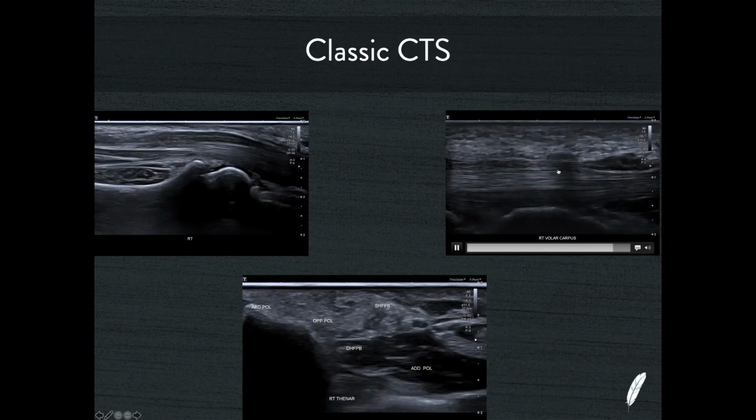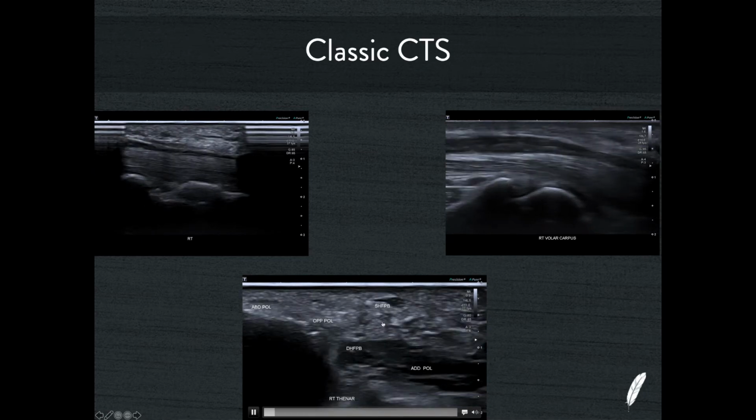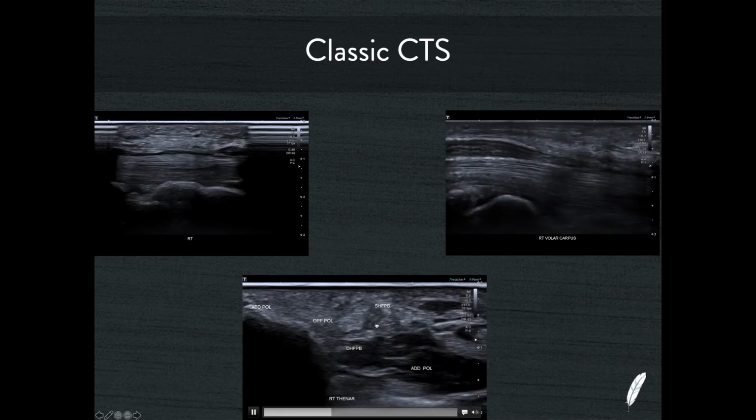So it's quite an easy diagnosis of carpal tunnel syndrome. And then when we look at the thenar eminence, the first thing I notice is how hard it is to see the flexor pollicis longus tendon.